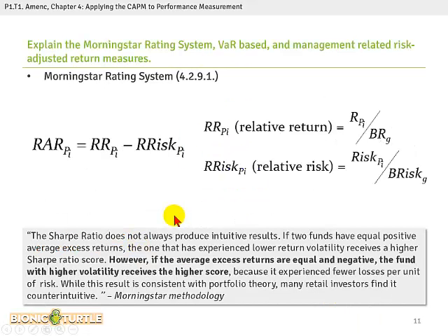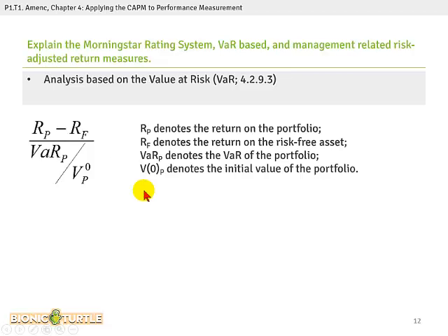There are a couple here toward the end of the reading, a mention of the Morningstar rating system, which is relative return minus relative risk. And then also, maybe less common, a VAR-based approach where notice the numerator is that familiar excess return, portfolio minus risk-free rate, but the denominator instead is replaced by VAR of the portfolio divided by an initial value of the portfolio. So that's a way to convert the VAR into percentage, isn't it?